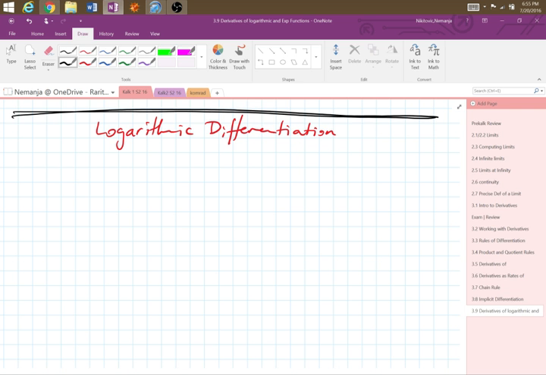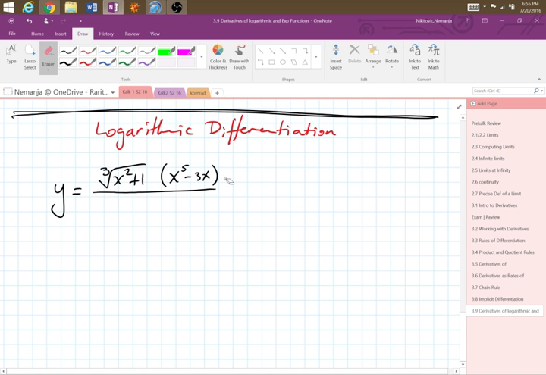Let's take a look at a function. Let's say y equals something cute, like the cube root of x squared plus 1 times x to the 5th power minus 3x minus 10 to the 8th power, divided by x plus 1 to the 4th. Looks good? So what would be the derivative of this?